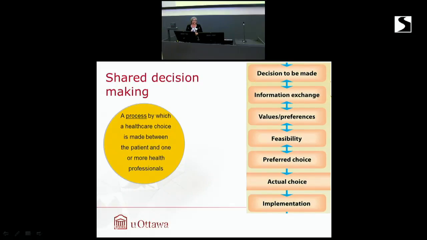In this model of shared decision making, we also have added in our process a step around feasibility. And so Norway's not a lot different than Canada in that we have a huge diversity with population concentrations in certain areas and huge amounts of area where people travel a long way for treatment. And so for some people, their options are going to be more limited by where they live and whether or not they're willing to travel for treatment. Reaching a preferred choice, the actual choice, and then what gets implemented.